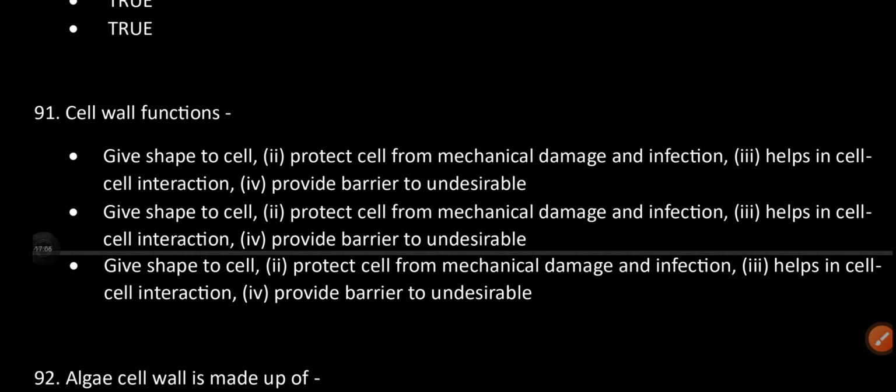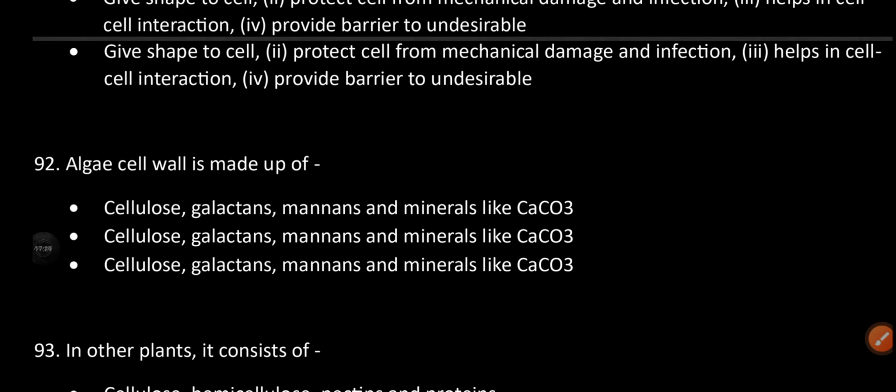Cell wall functions: give shape to cell, protect cell from mechanical damage and infection, help in cell to cell interaction, provide barrier to undesirable molecules. Algae cell wall is made up of cellulose, galactans, mannans and minerals like calcium carbonate.